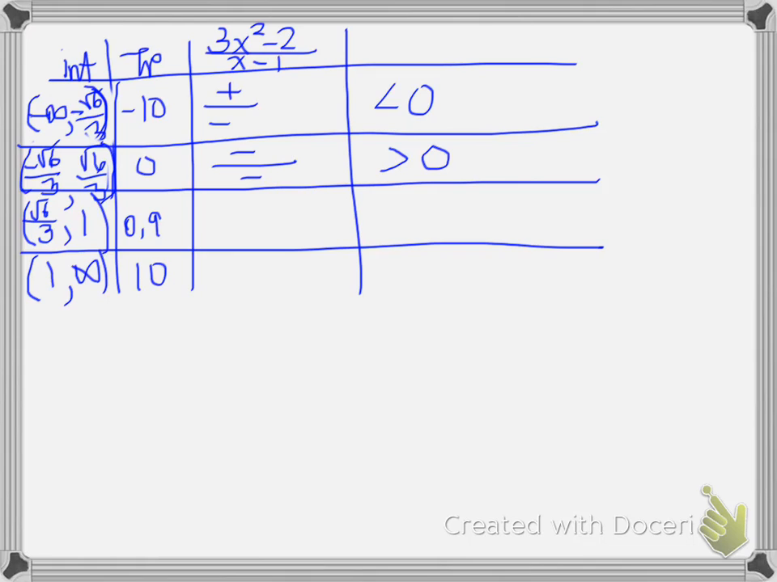Next one, we'll plug in 0.9. We get a negative on the bottom and a positive on the top. So our function will now be below the x-axis. And finally, 1 to infinity, we plug in 10. The numerator is going to be positive, denominator is going to be positive, so the final result will be greater than 0.